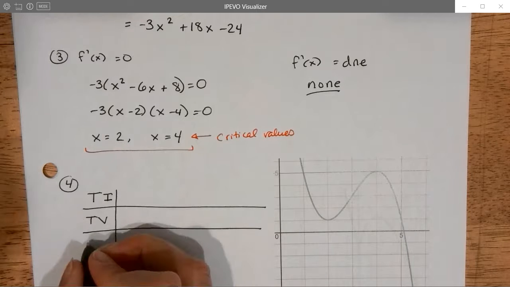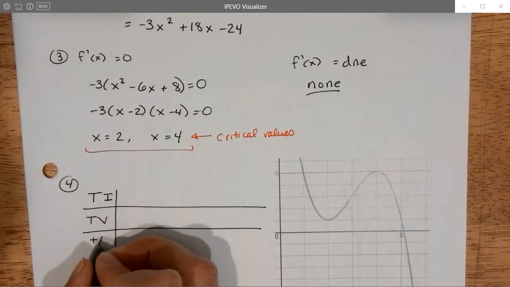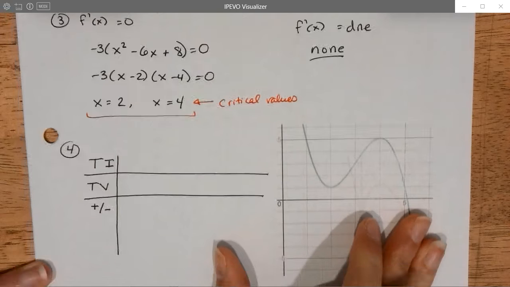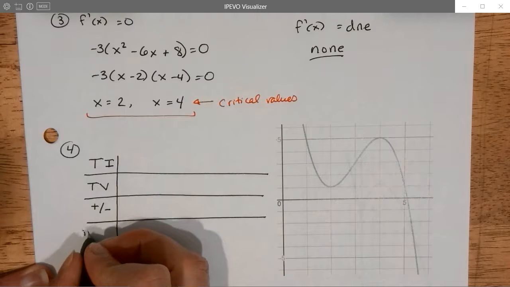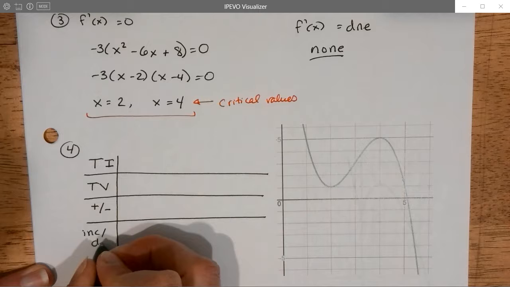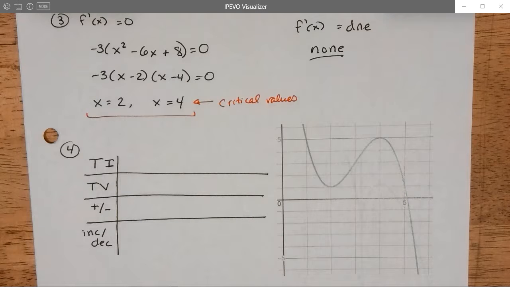I need the sign, so just an abbreviation for this, just plus or minus. I'm just going to put a plus or minus symbol in there. And then I need a statement of increasing or decreasing. So those are going to be the 4 rows of my table.